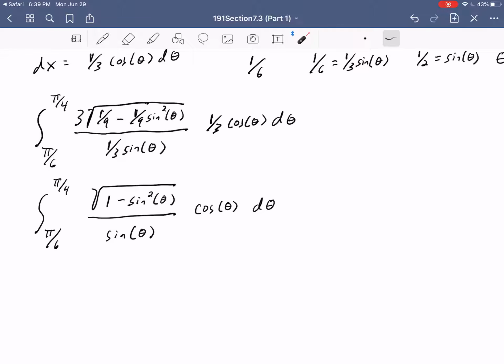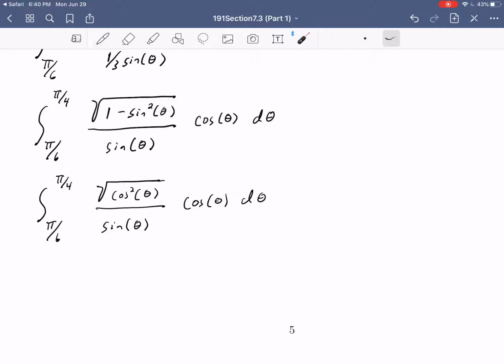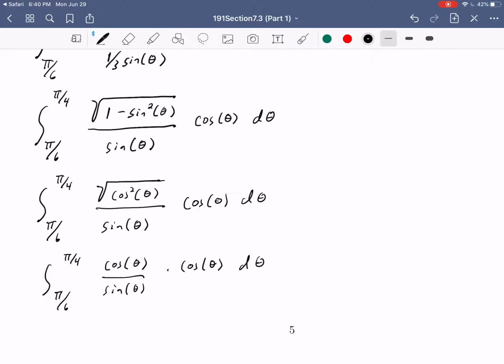All right, now let's not lose track of why we did this. This 1 minus sine squared is a Pythagorean identity, so we can simplify there. Integral pi over 6 to pi over 4, square root of cosine squared theta over sine theta cosine theta d theta. The whole point of using that Pythagorean identity is that now that's a square, we can apply the square root. So we get the integral from pi over 6 to pi over 4, cosine theta over sine theta times cosine theta d theta.